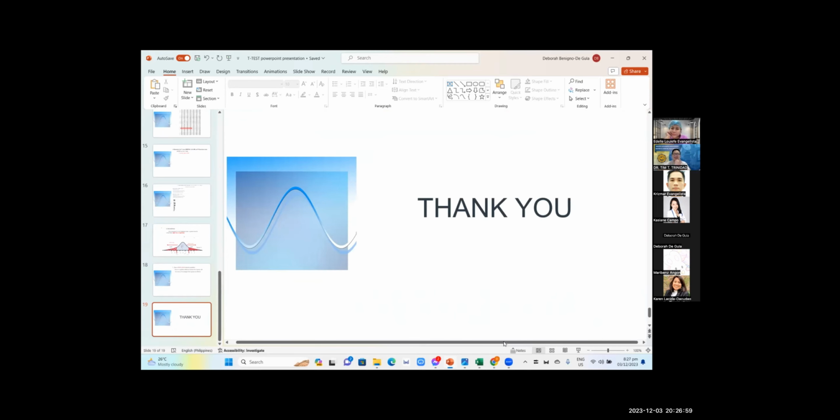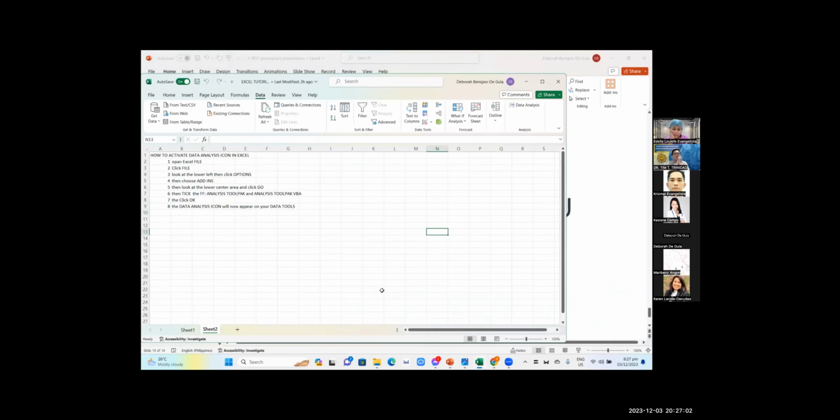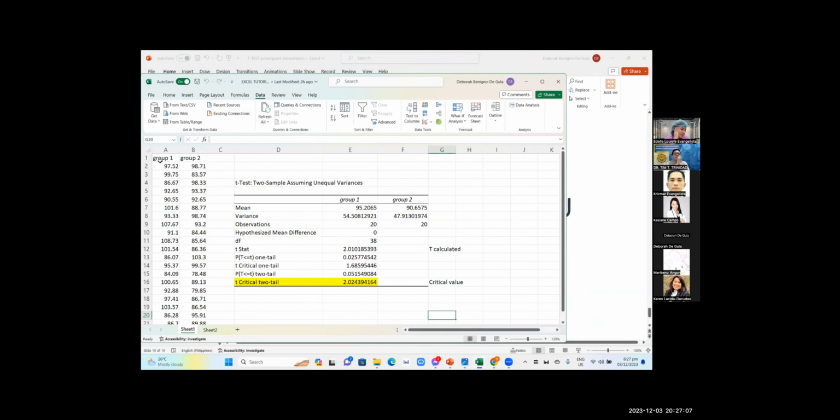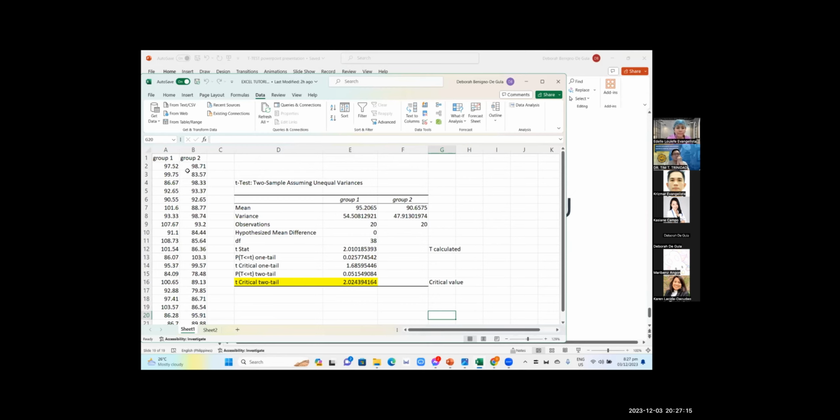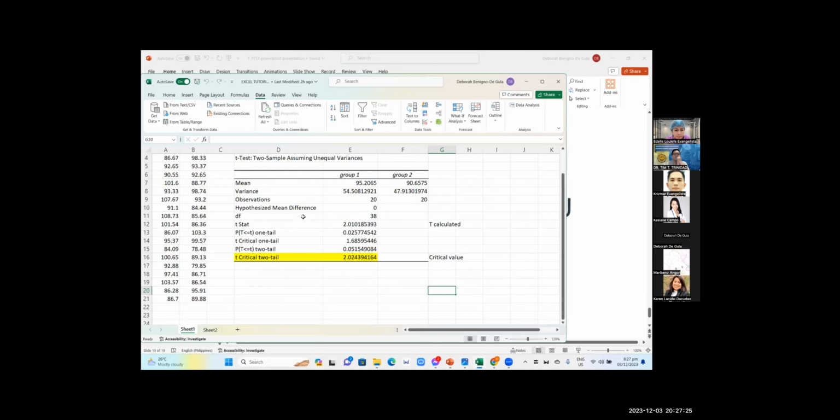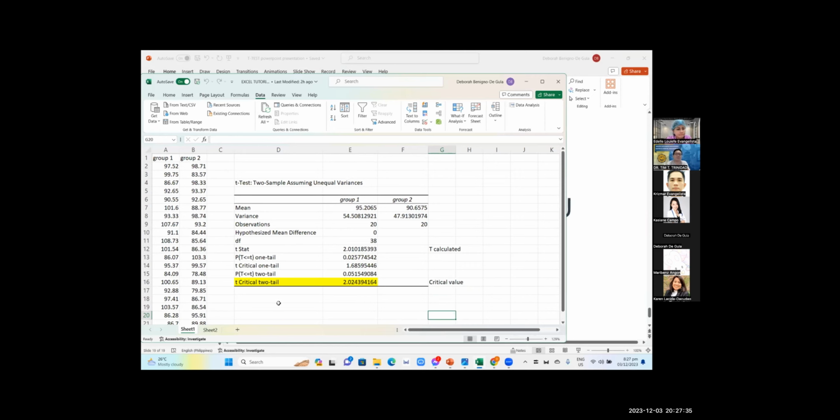Yes, sir. Sir, here in Excel, if we are going to use this, our sample, we just made dummy data for groups 1 and 2. And then using Excel, we will be able to calculate already. Although the result is only close, since it's just a dummy table. Yes, it's okay.